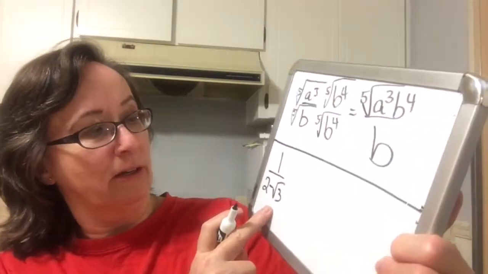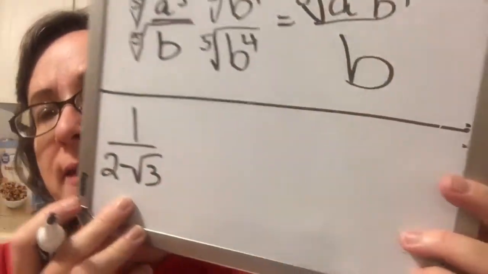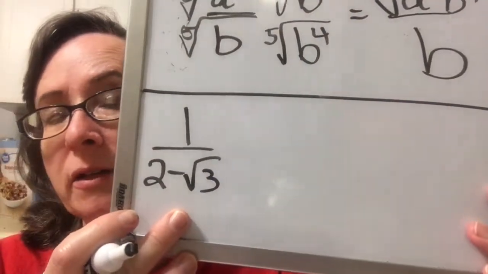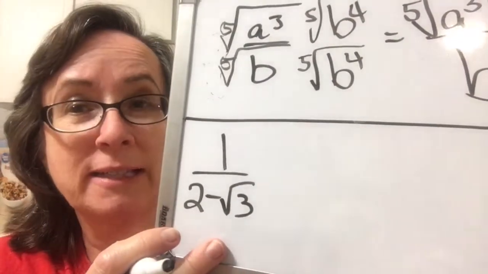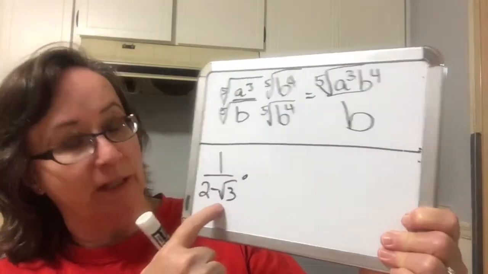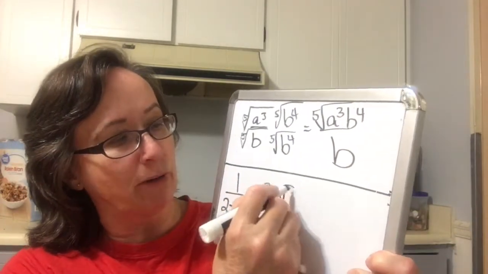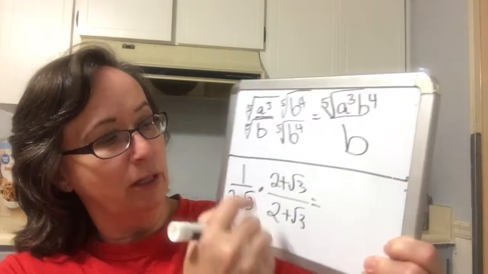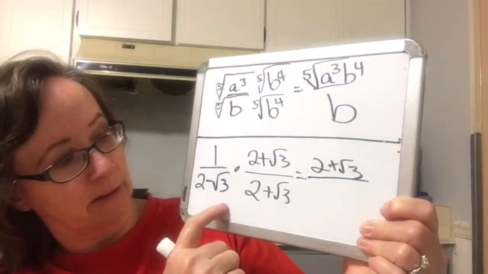On the second one down here, we have 2 minus the square root of 3. Now this is our first problem that has 2 terms in the denominator, and we're trying to rationalize that denominator. Remember, when we have that situation, we use conjugates. So we're going to multiply by 1 in the form of the conjugate of 2 minus the square root of 3: 2 plus the square root of 3 over 2 plus the square root of 3.